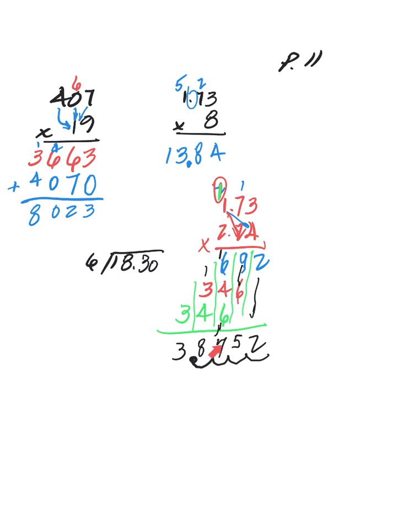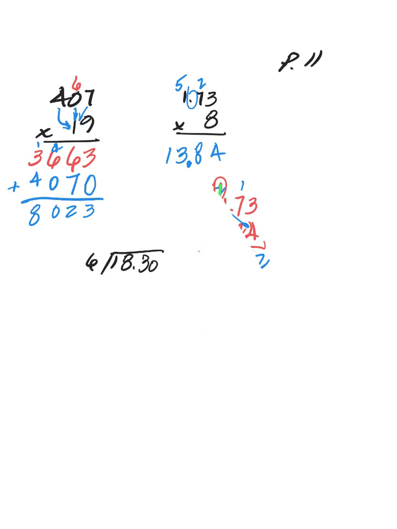You ignore the decimal until you're all done, and then you count how many decimals you went over with each number. So here I went over 2, here I went over 2, add those together, I got 4, so I go over 4 decimal places. If this was 2 decimal places, and let's say I only went over 1 here, 2 plus 1 is 3. That means I would have only gone over 3 decimal places. So remember that. All right, let's do some division.